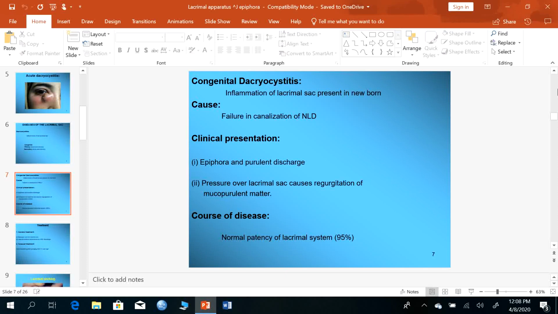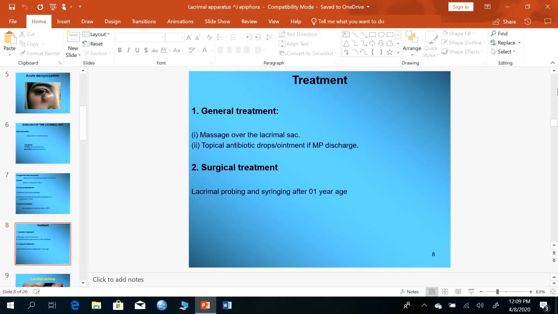Congenital dacryocystitis is seen in newborns when there is failure of canalization of the lower part of the nasolacrimal duct. The usual presentation age is within a month of birth with purulent discharge from the eye. But usually such kids gain normal patency of the lacrimal system within the first year of their age in 90 to 95% of cases. They do not need much treatment except reassurance to the patient and massaging over the area of the lacrimal sac, and if not resolved within 1 year of age, then surgical treatment of this disease is required.